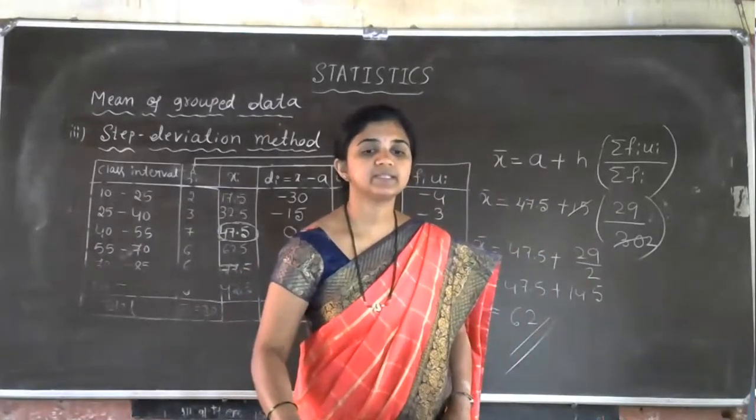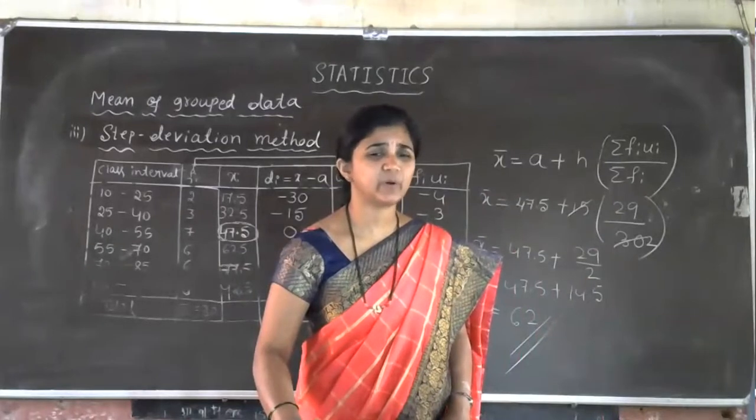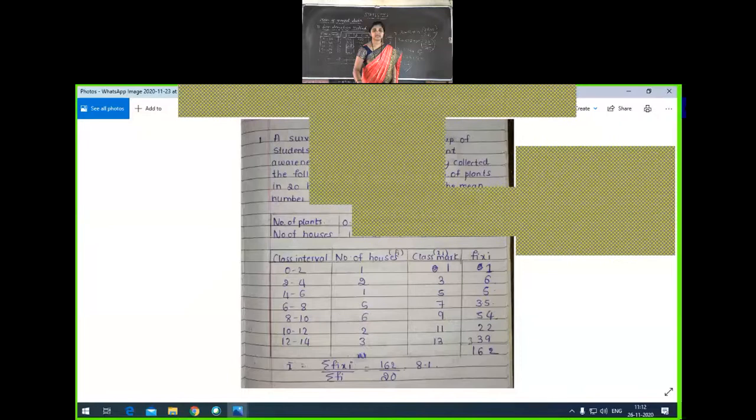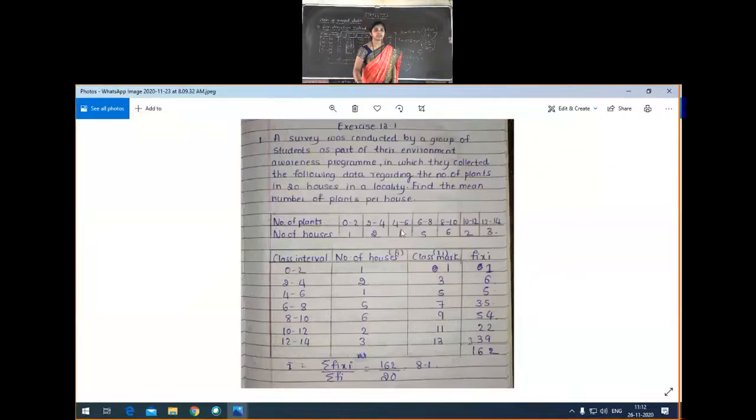See here, just to check your answers. We are not discussing the complete problems. After this class, I'll send the answers. See here, exercise 13.1, just check your answer. A survey was conducted by a group of students as part of their environment awareness program, in which they collected the following data regarding the number of plants in 20 houses in a locality. Find the mean number of plants per house.